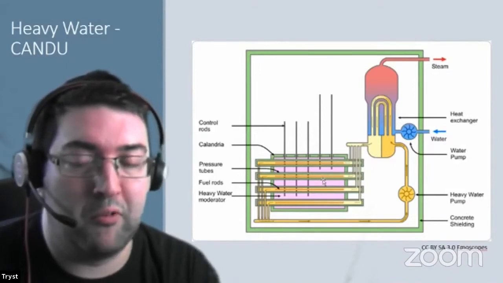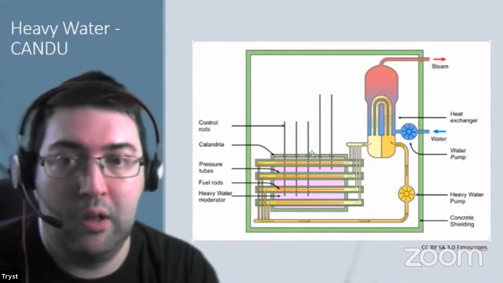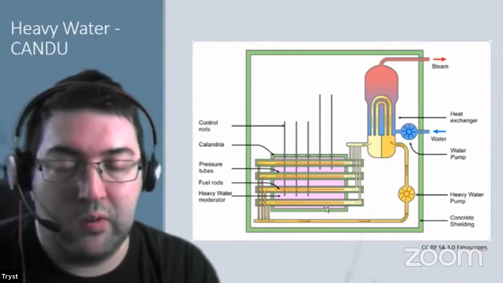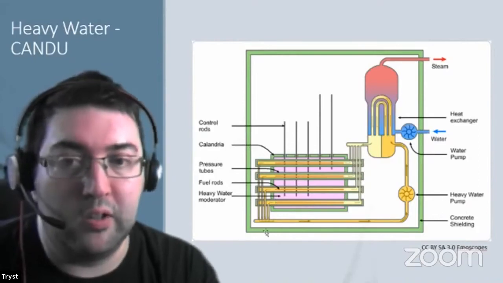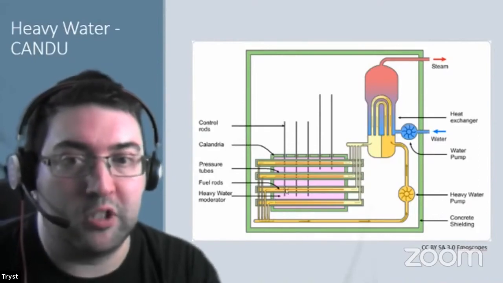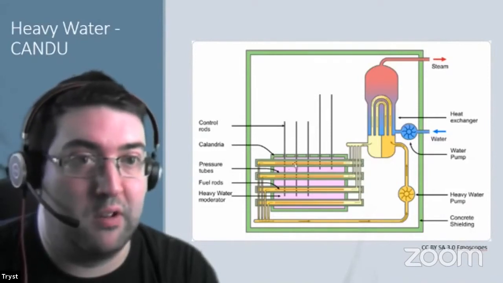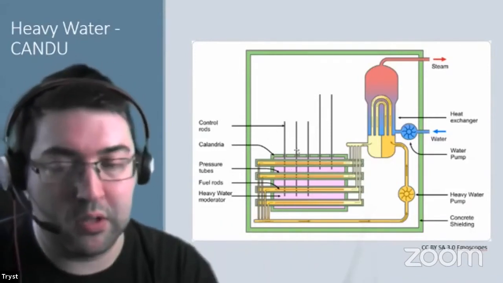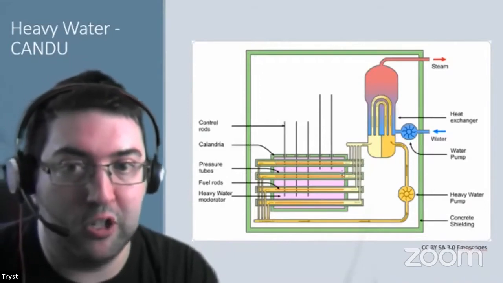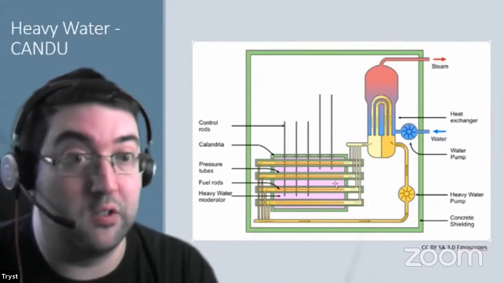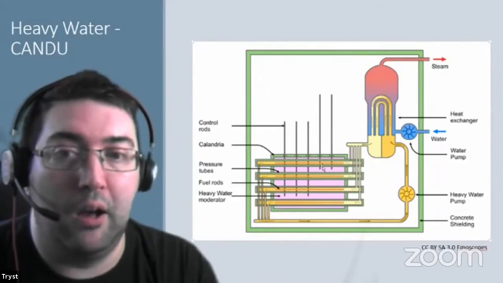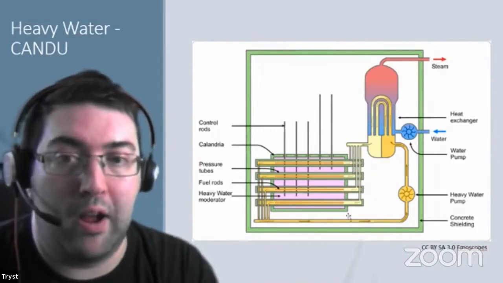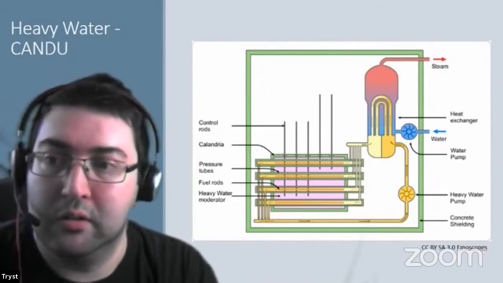So it provides moderation, but the coolant is water. To stop the coolant from boiling inside the reactor, it's pressurized. But again, the Canadians couldn't build these huge pressure vessels. So they have pressurized tubes that run through the reactor, because tubing is easy to make. And the reactor vessel itself isn't pressurized.